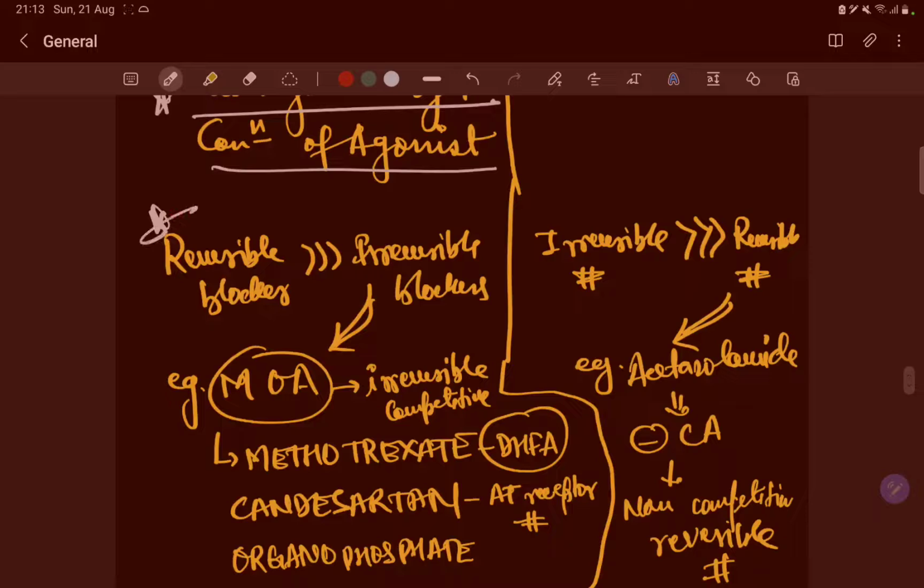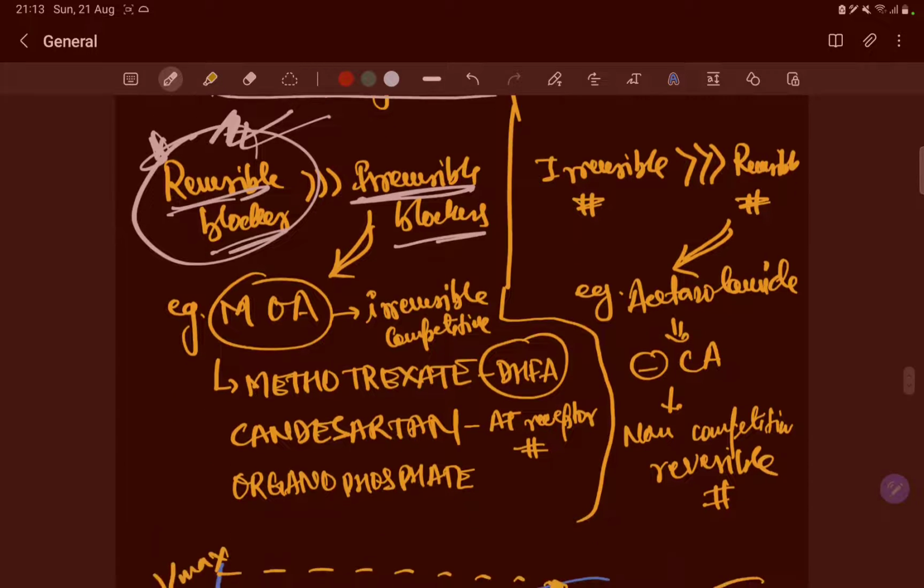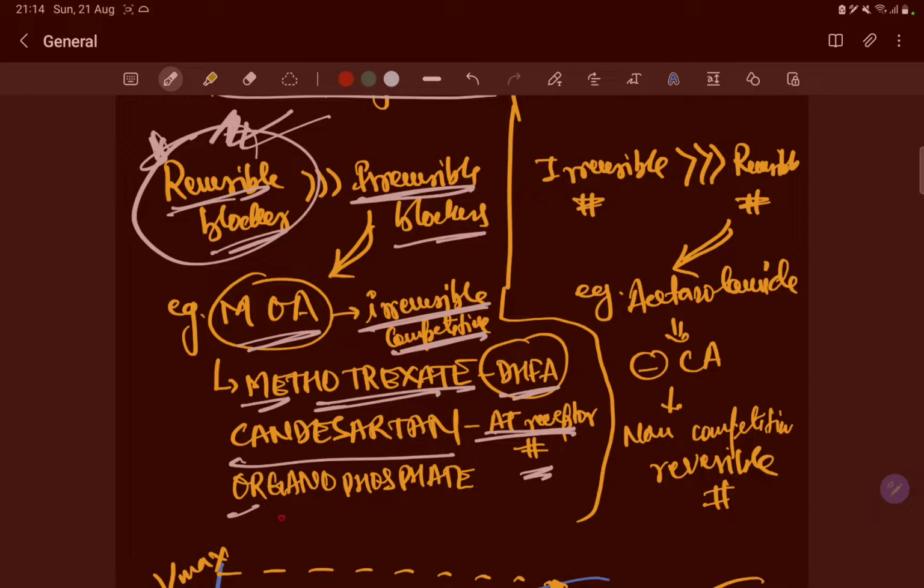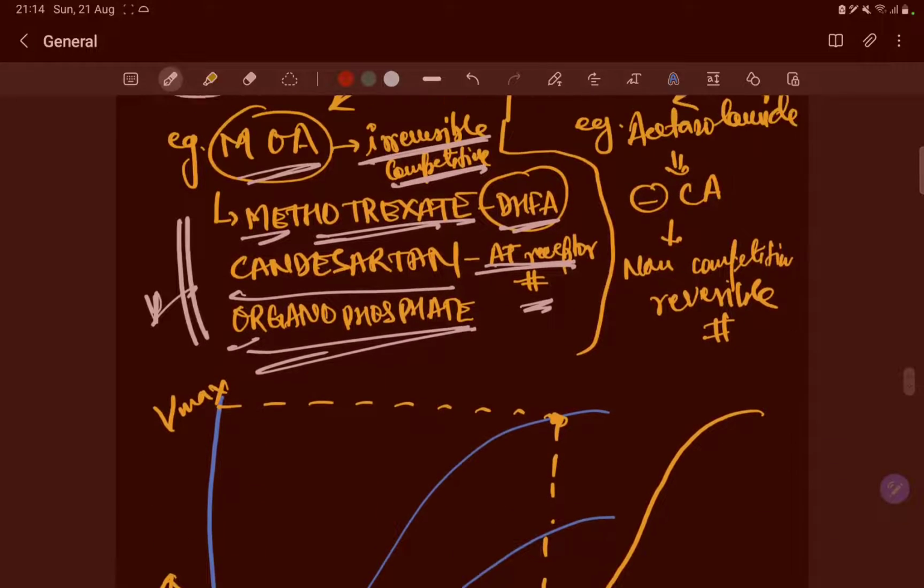Okay, now in competitive antagonism, reversible blockers are very common, more than irreversible blockers. They are mostly the competitive antagonists, they are the reversible blockers, but the irreversible blockers are also present. For example, for irreversible competitive, methotrexate will be acting on the DHFA, dihydrofolic acid, candesartan, AT receptor blocker, organophosphate also. Okay, so these are some competitive antagonism.